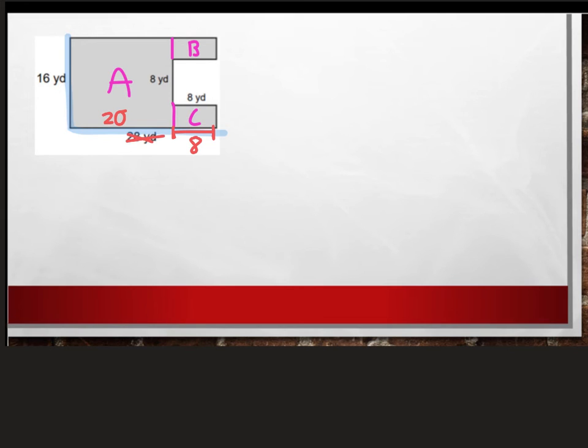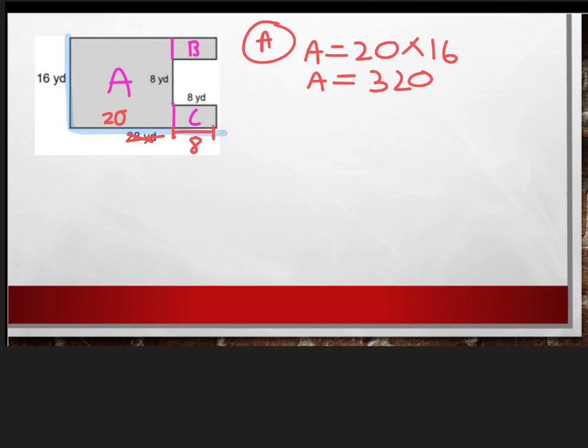I like to cross out the numbers when I'm done with them. I don't need that 28 anymore. I found that the base of shape A is 20, and then the height was 16. So 20 times 16 would give me 320.